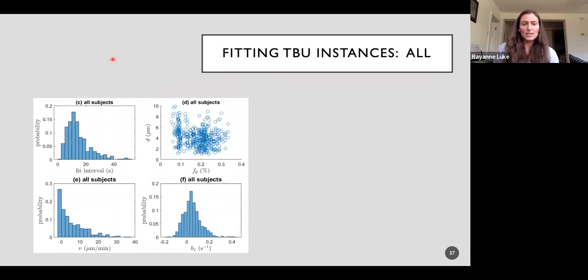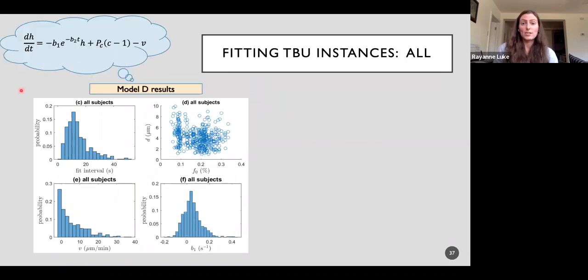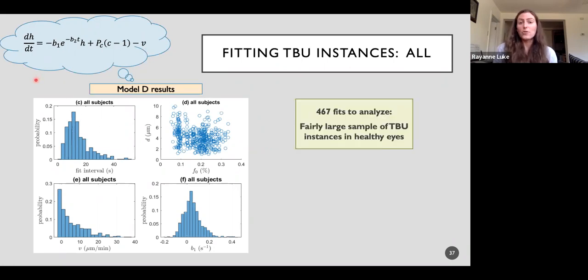Something else that we look at is the aggregate results of all the fits. These are going to be Model D results. I'm reminding you of what Model D is: it's that decaying flow, osmosis, and constant evaporation. So there are 467 fits to analyze. This is giving us great population level statistics for healthy patients.